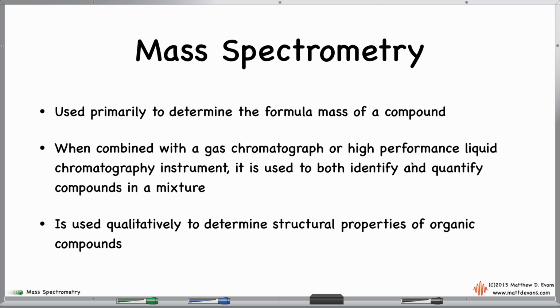And qualitatively speaking, in addition to the formula mass, sometimes we can figure out structural properties of the organic compound. So if we have a mixture of two isomers, sometimes we can figure out which of the two isomers we're dealing with. So that's sort of the qualitative aspect of mass spectrometry. For us, though, what we're looking for is the formula mass of an unknown structure.